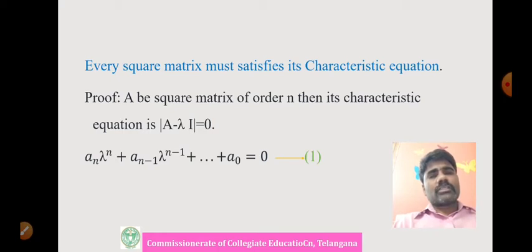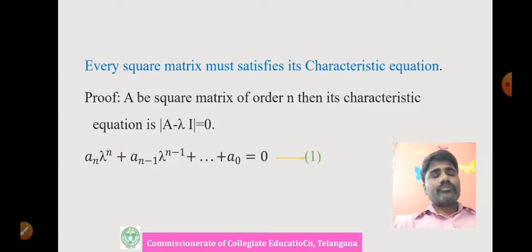Some authors may take the lambda power n coefficient as minus 1 power n. Here the coefficients, whatever they may be, I can represent as an, an minus 1, up to a naught, irrespective of signs and quantity. This is the characteristic equation of A.